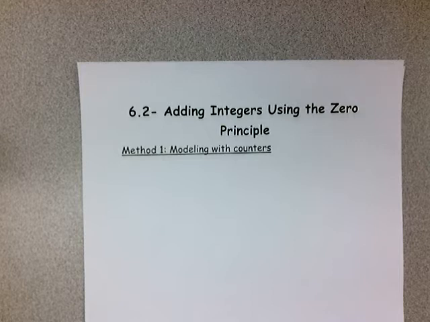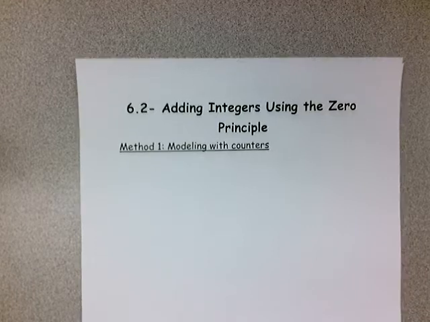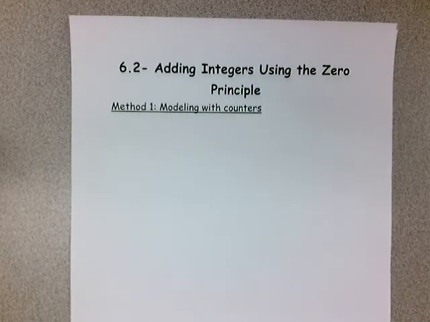So we're going to start with model or method one, which is modeling with counters. For this lesson, you're going to need about 10 red bingo chips and 10 blue bingo chips. Make sure that you have those before you get started. I'm going to show you how to model them using the bingo chips and then how to write them down. On your test, you'll need to be able to write them down and show me that you know how they're modeled out. So follow along here, writing down all the notes and following along with the counters, as we start with modeling with counters.